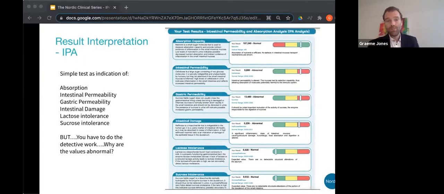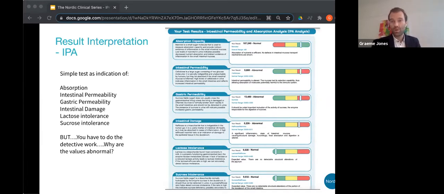When we get into the IPA test, we've got these 6 different sections from top to bottom, and it uses a traffic light system, which is very easy to understand. Obviously, red for bad, green for good, and yellow for somewhere in between. So if we go from the top, we're looking at everything from absorption capacity. We're then looking at intestinal permeability, gastric permeability, intestinal damage, and then lactose and sucrose intolerance.